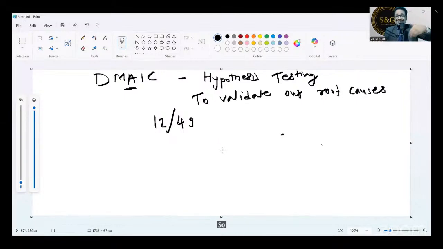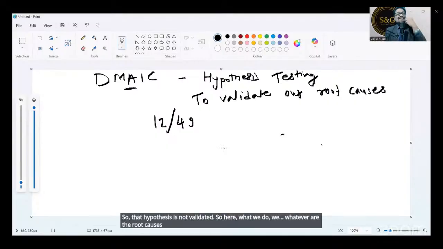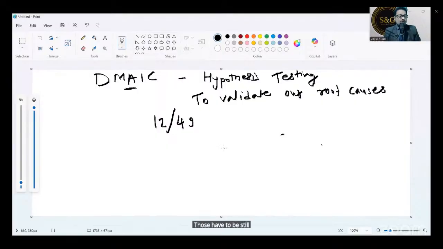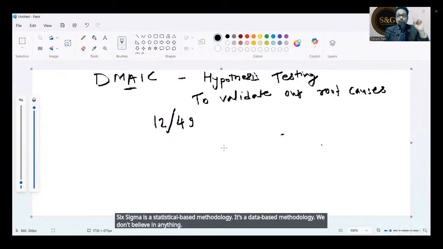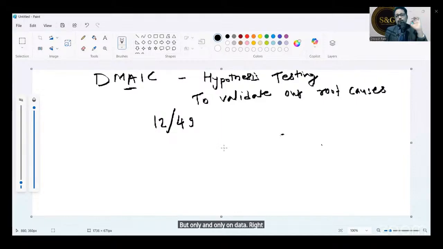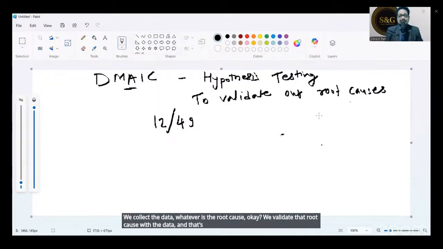So that hypothesis is not validated. Whatever the root causes are, they are still our assumptions, our experiences, our opinion, our hunches. Those have to be validated with the data, because Six Sigma is a statistical, data-based methodology. We don't believe in anything but only and only on data, right? So we collect the data for whatever is the root cause, we validate that root cause with the data, and that's where hypothesis testing comes into the picture.